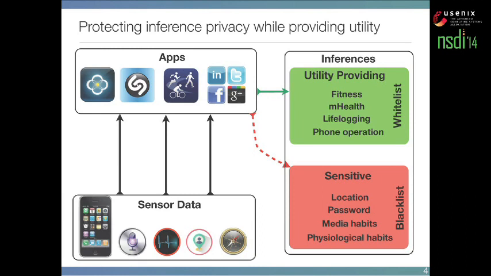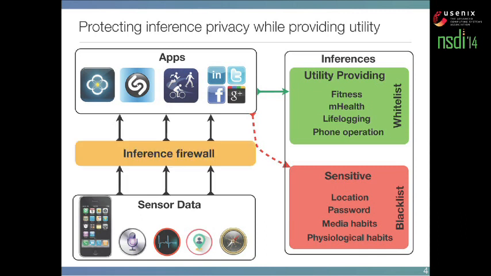So the idea here is that you share data with applications, and the same data can be used for deriving inferences which are utility providing, as well as inferences which are sensitive. And what we do is we club all the utility providing inferences in what we call a whitelist, and all the sensitive inferences into what we call a blacklist.